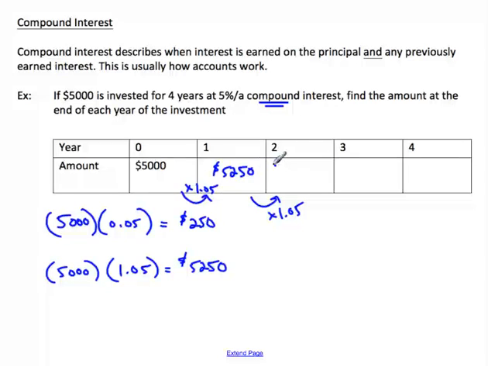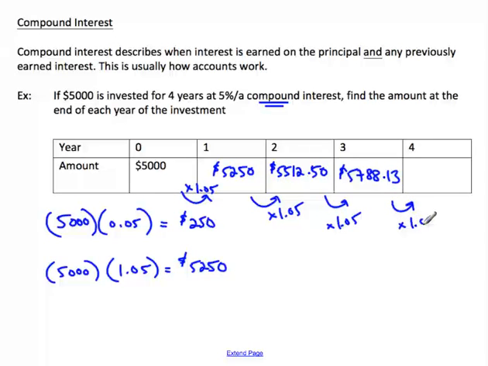And this time we get $5,512.50 left in the account. 5,250 times 1.05 gives us this number here. And now we can see that this table is starting to differ from the simple interest case. If we multiply by 1.05 again, we get $5,788.13, rounding to the nearest cent.